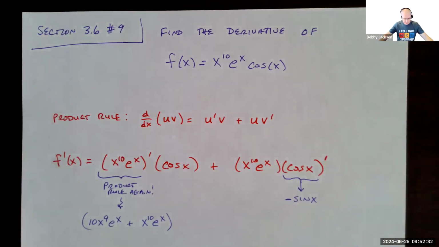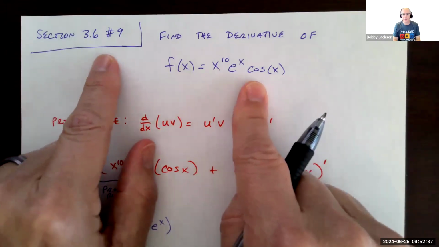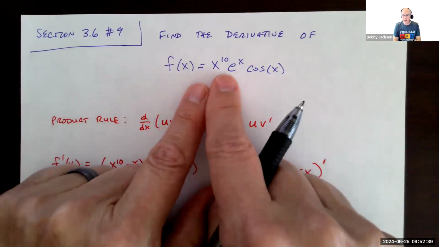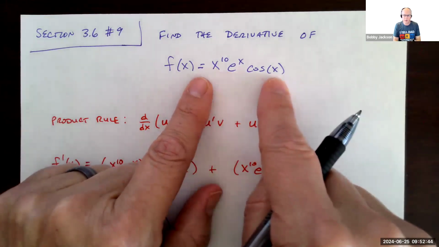All right, let's take the derivative. Let's find the derivative of this function. This is number 9 in section 3.6. Again, this may not be exactly what you have, but should be something very close to your problem number 9.